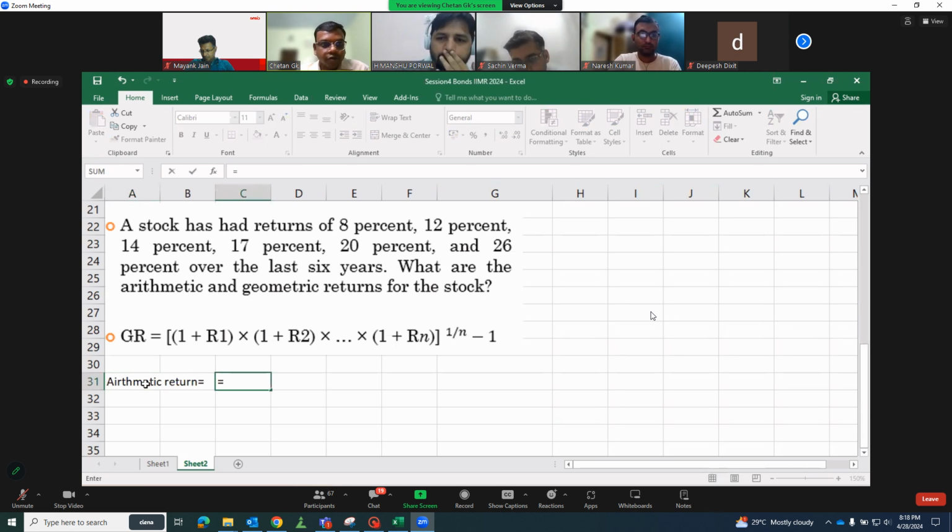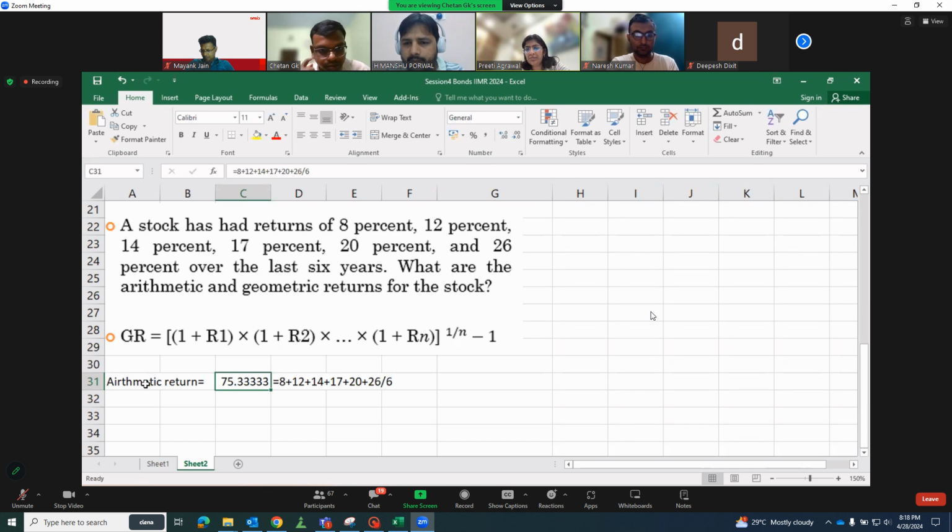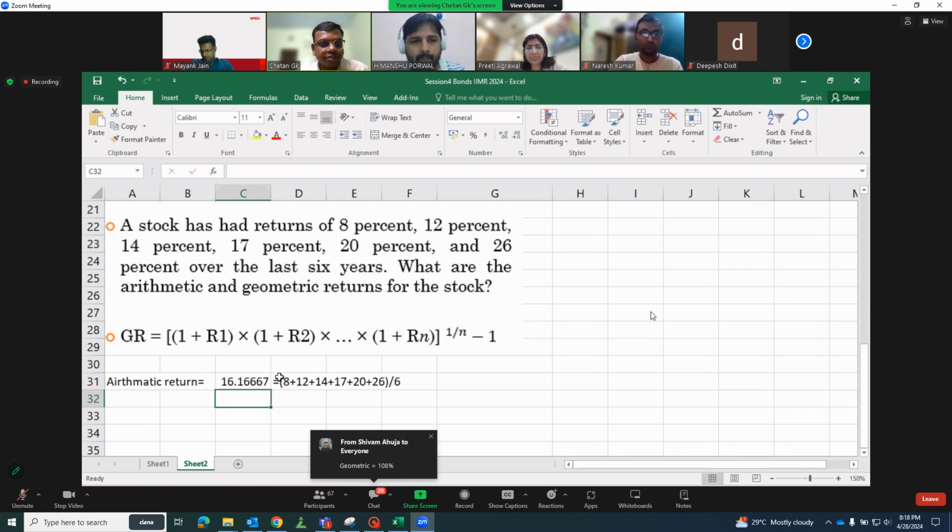Arithmetic return is equal to 8 plus 12 plus 14 plus 17 plus 20 plus 26, divided by 6. Is it correct? Should be 16.17%. Yes, sir. You have to put it in a bracket, sir. All the addition you have to put in a bracket. Correct, so BODMAS. 16.17% is your arithmetic return.